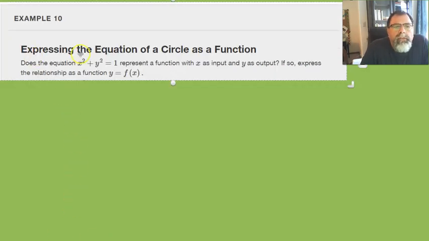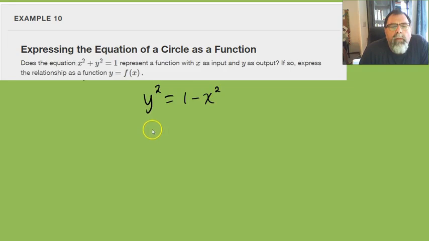Example 10, expressing the equation of a circle as a function. Does the equation x squared plus y squared equals 1 represent a function with x as the input and y as the output? If so, express the relationship as a function y equals f of x. Okay, so if we want to get y by itself, we're going to subtract x squared. So we get y squared equals 1 minus x squared.